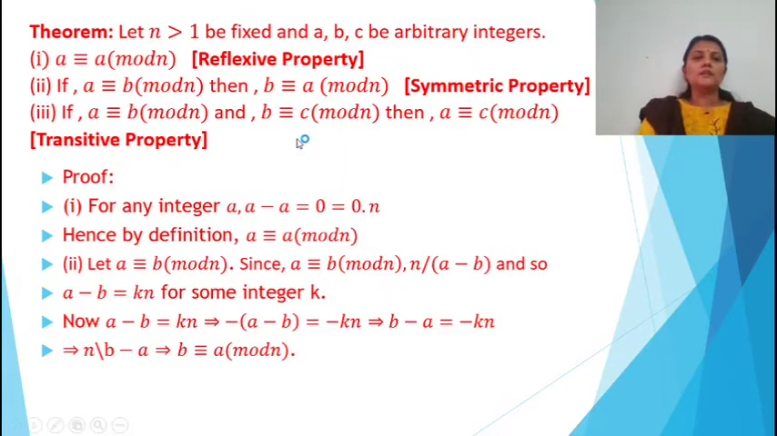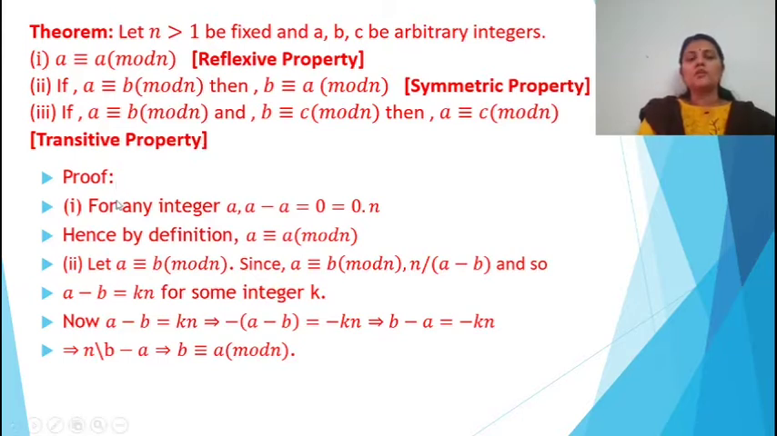Now we have another theorem. Let n greater than 1 be fixed and a, b, c be arbitrary integers. Then first one is a congruent to a mod n, that is the reflexivity property. Second one, if a congruent to b mod n, then b congruent to a mod n, symmetric property. And if a congruent to b mod n and b congruent to c mod n, then a congruent to c mod n, that is transitivity property. That is, congruence follows reflexive, symmetric and transitive property.